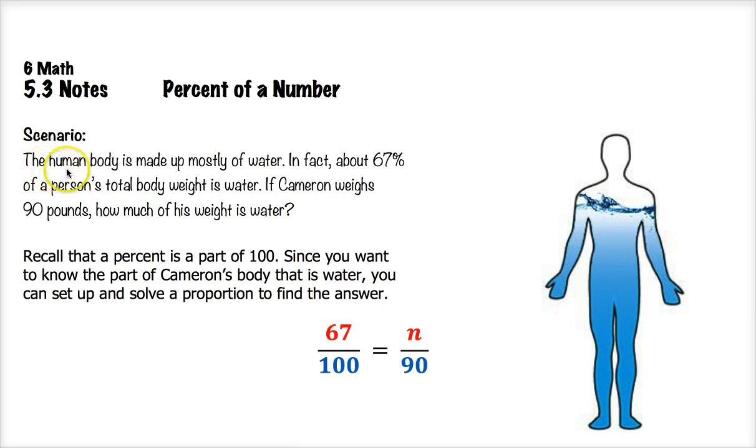It says that the human body is made up mostly of water. About 67% of a person's total body weight is water. If Cameron weighs 90 pounds, how much of his weight is water?